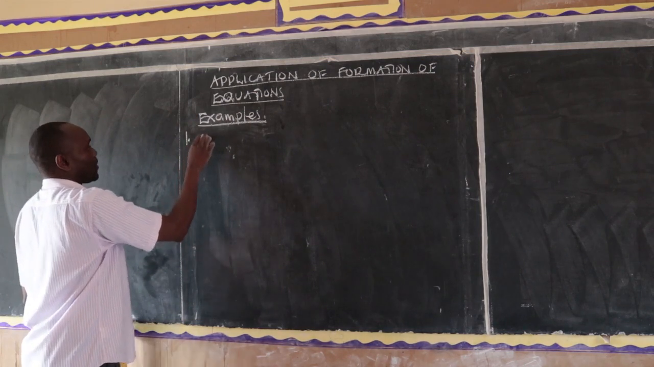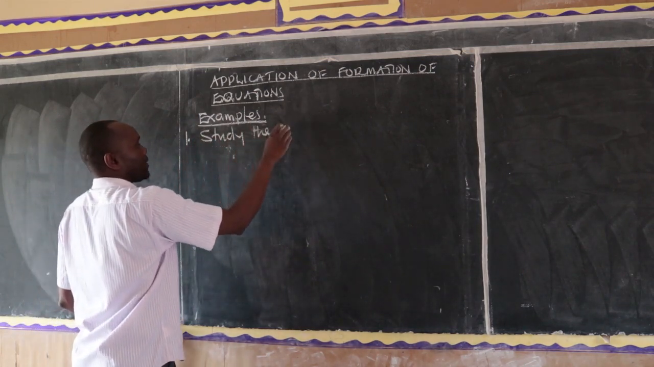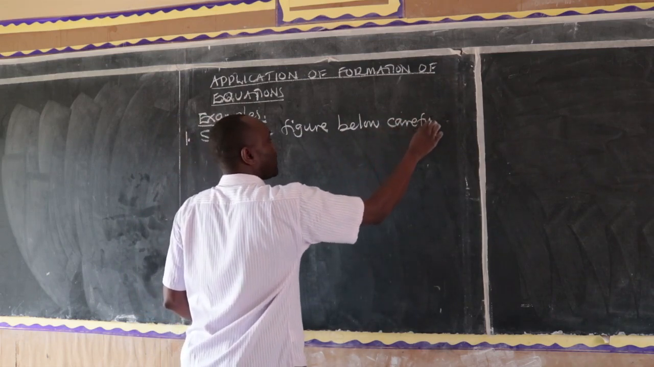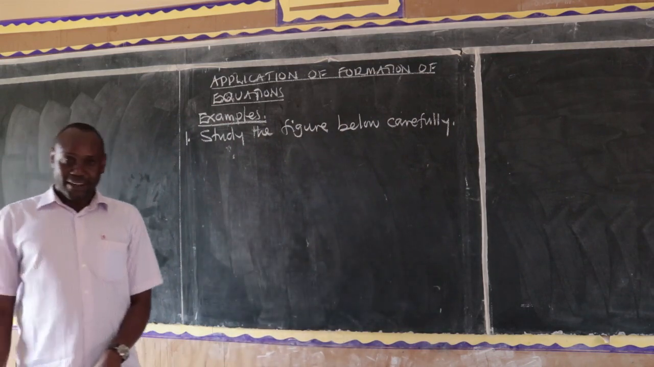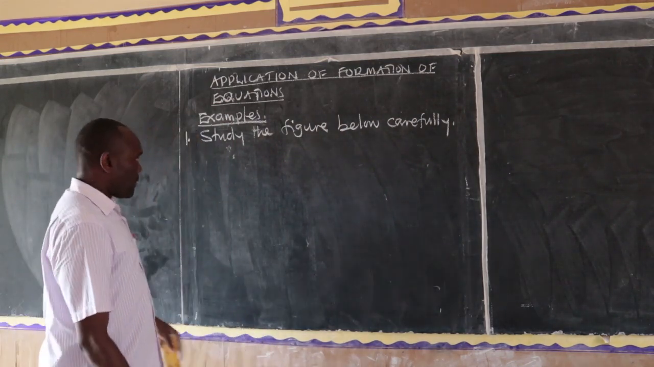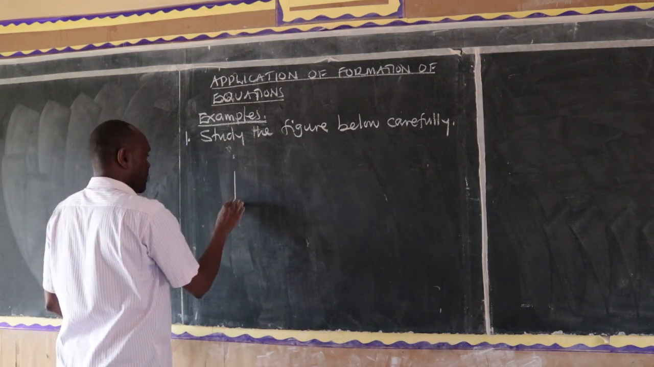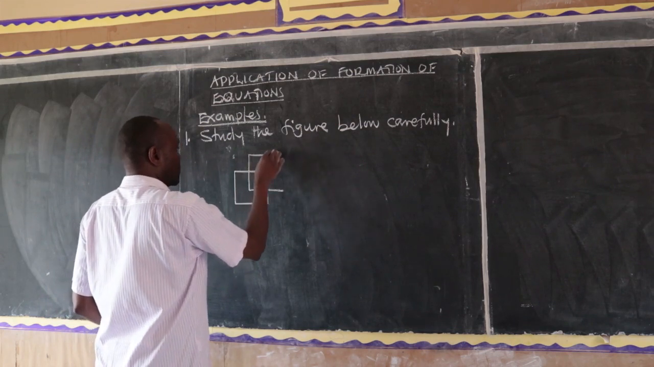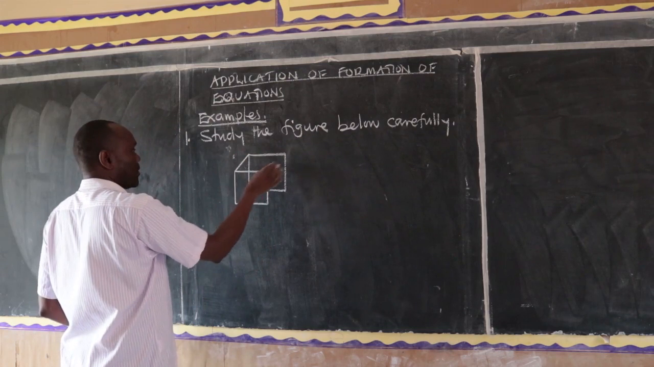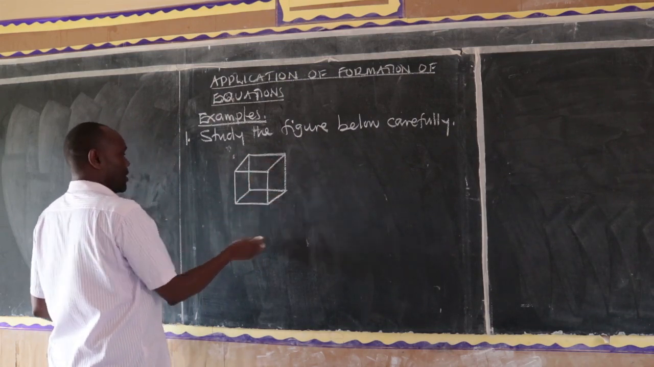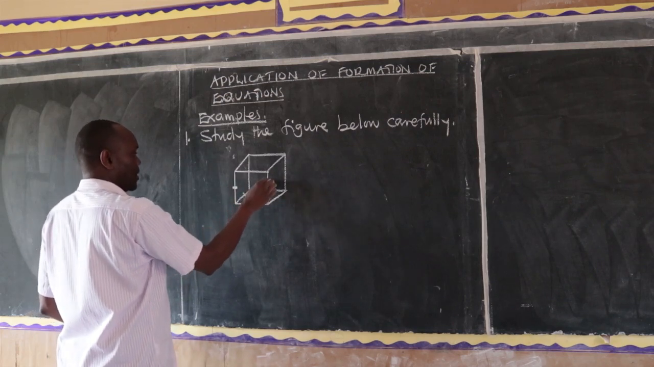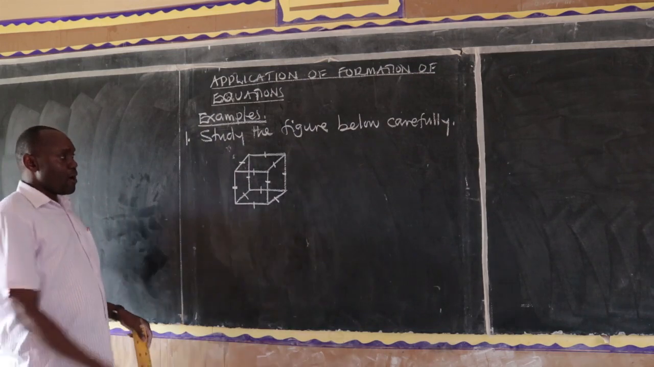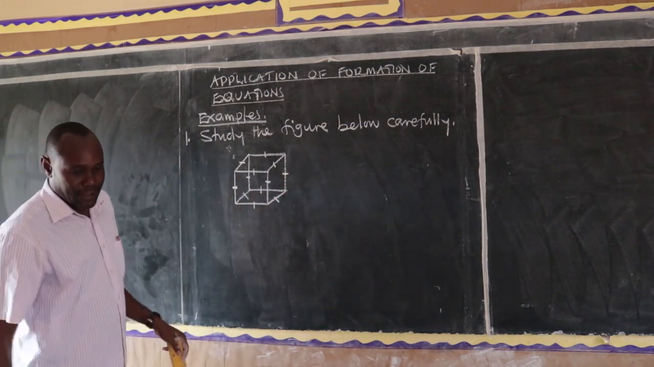Number one, they say, study the figure below carefully. They always encourage you to read the instructions given in each number. So our figure is here. Please make sure that you draw at least a figure which resembles a cube. They will indicate it like this. Make sure that you put these symbols here. Those symbols tell us that all the sides are what? All the sides are equal.